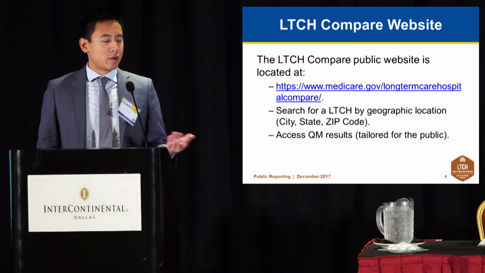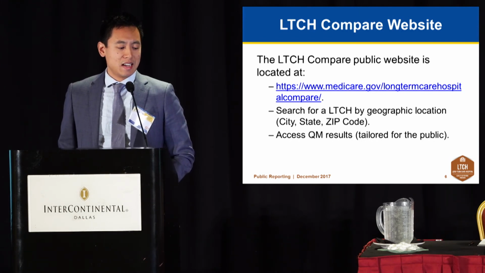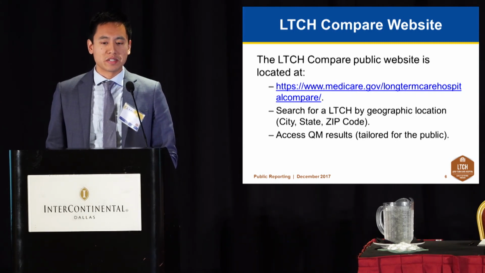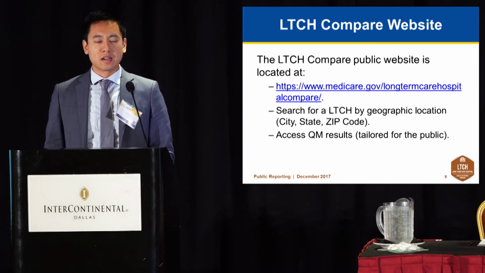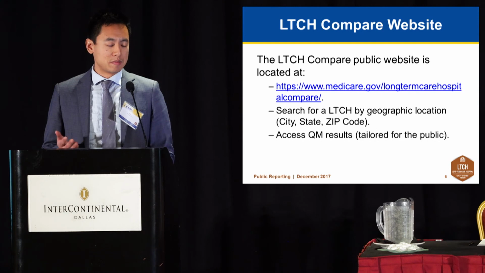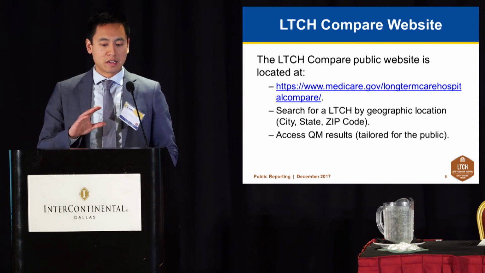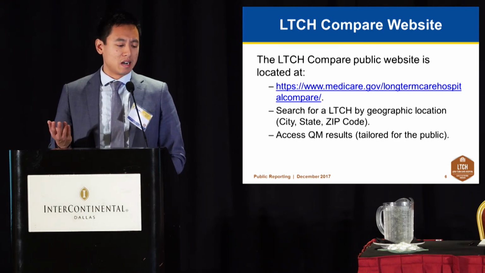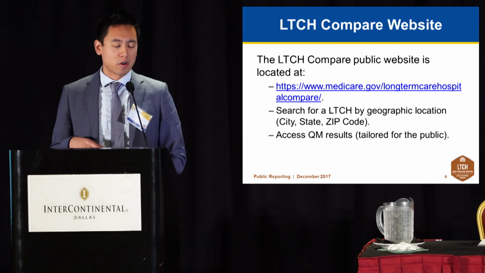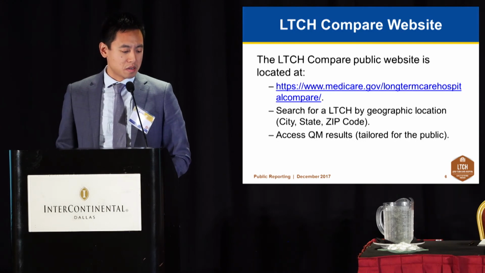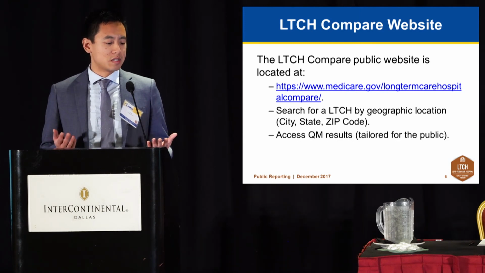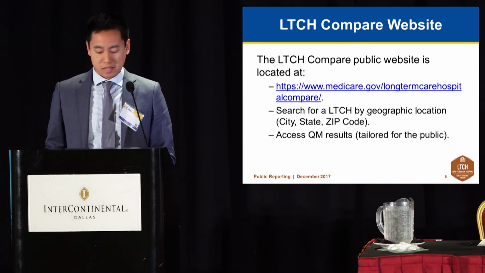The Compare website is located at the link you see on the slide. You can search for nearby LTCHs by geographic location, so you can type in your city, state, or zip code, and it will output a map for you and display LTCHs within, say, 25 miles from the address you put in, up to 500 miles. Included in the Compare website are the QM results, which are tailored for the general public.